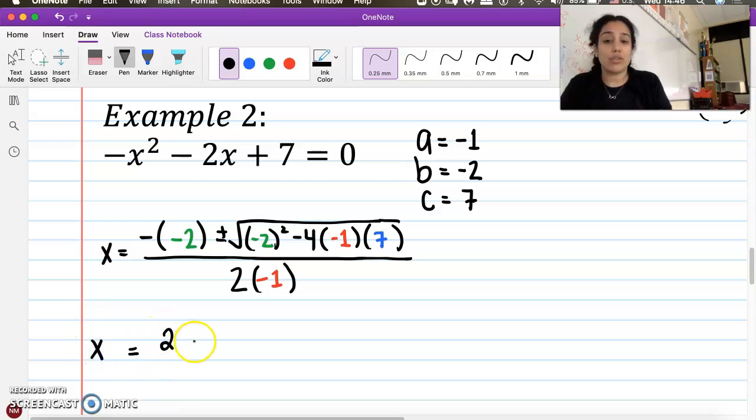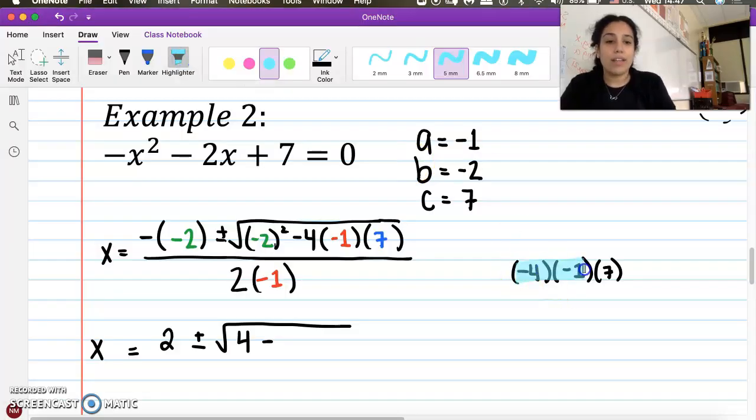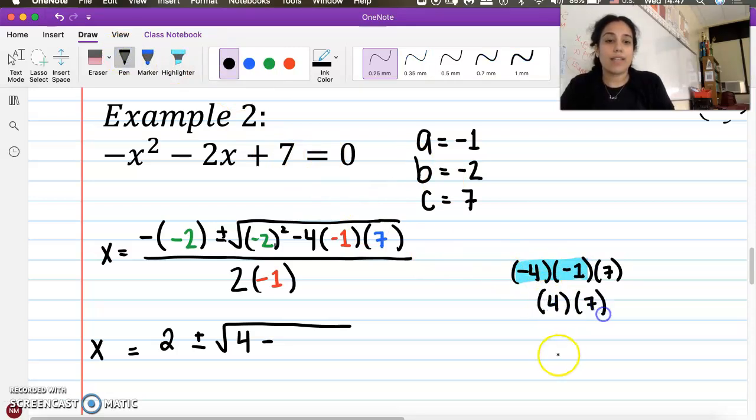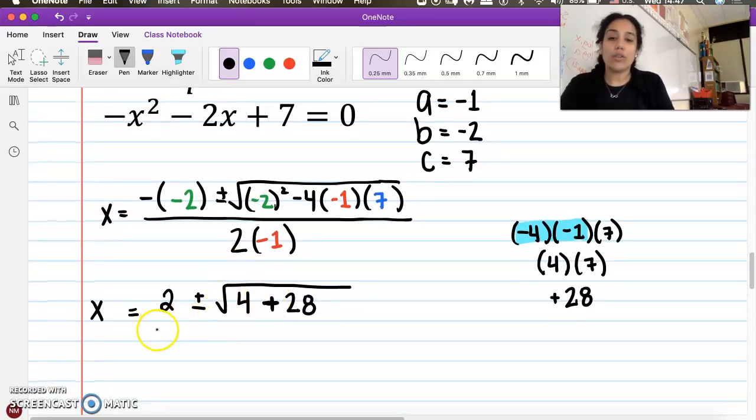We have x equals 2, plus or minus. Now we have this big square root. -2 squared is 4, minus. Now, -4 times -1 times 7. Do one at a time. -4 times -1 is 4 times 7. 4 times 7 is 28. Positive 28. So now this is not a negative anymore. It's a positive 28. All over what? -2. 2 times -1 is -2.